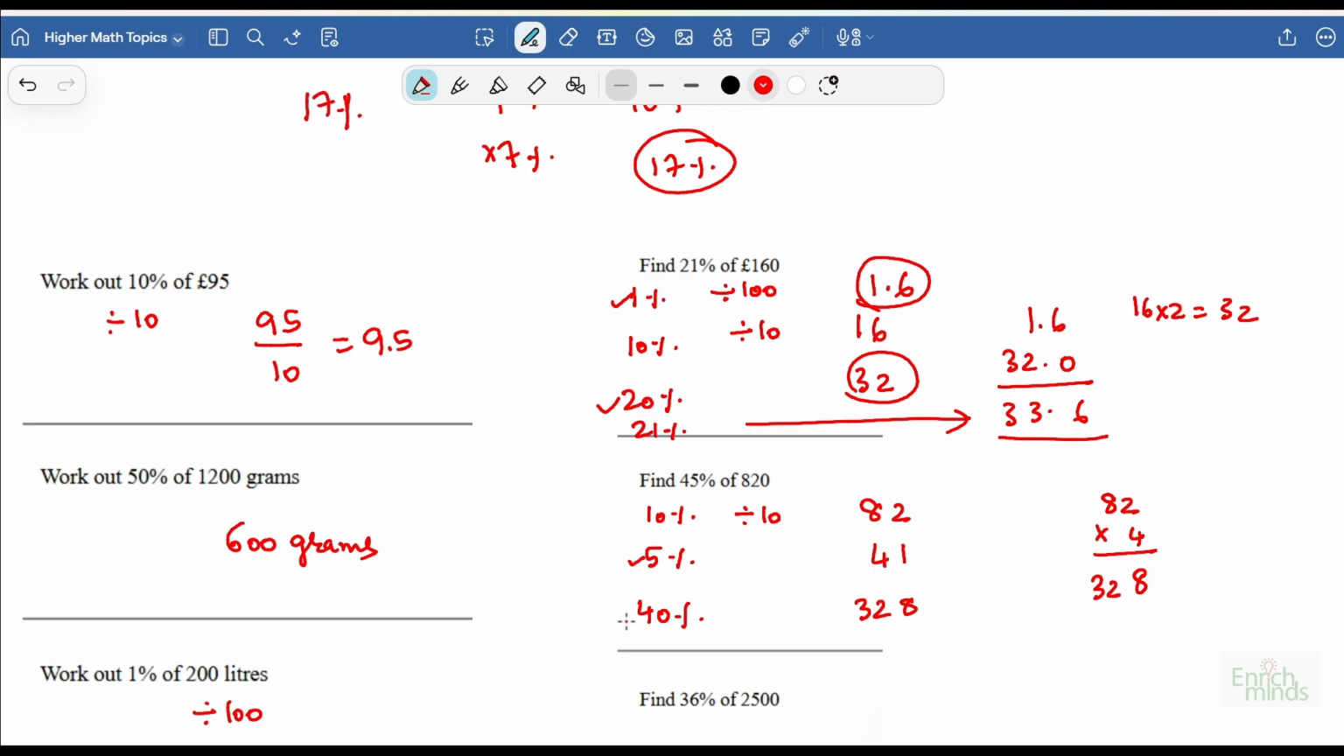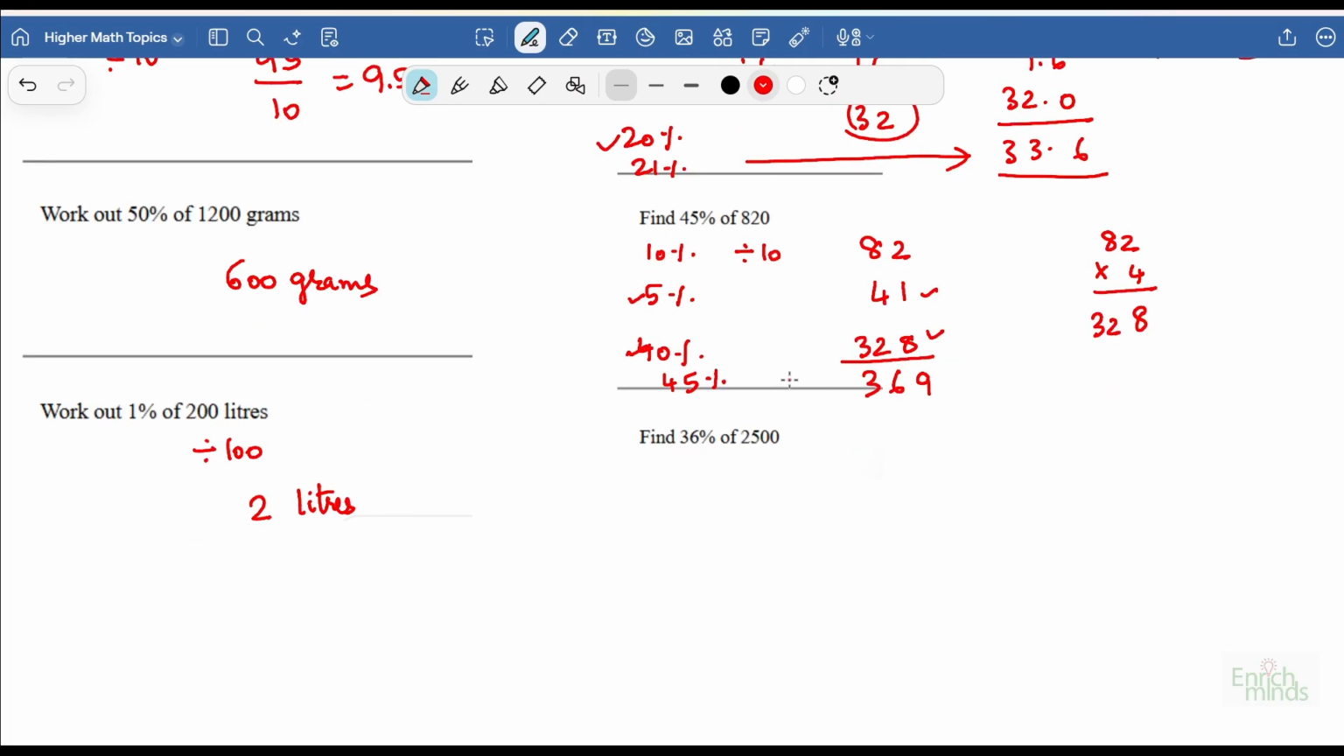To get 45%, I need to add 40% to 5%. So I need to add these two quantities. 8 plus 1 is 9, 6, 369 is the 45% of 820. So this is the answer. The next is 36% of 2500.